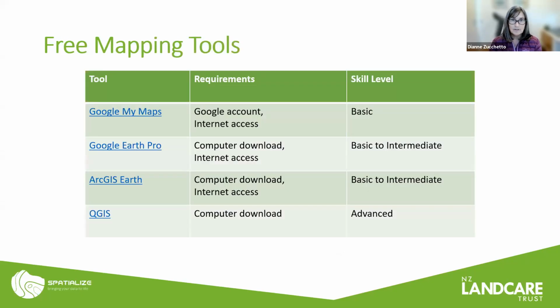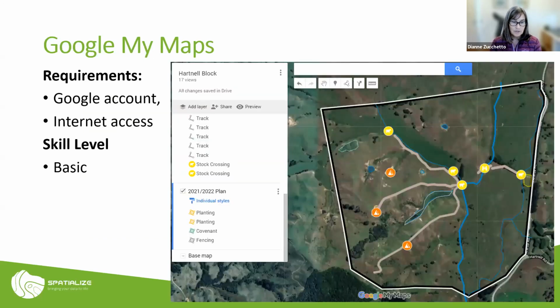So there's a few tools that you can use to create your farm map. I've pulled out 4 free mapping tools, which are Google My Maps, Google Earth Pro, ArcGIS Earth, and QGIS. And these range in skill level from basic to advanced. So with Google My Maps, you can share your map, you can print your map, you can download your features, your map is online, and you can access it via the Google Maps mobile app on your phone or your tablet. So you don't need to take a paper map out in the field, out on the farm with you. You can view it on your phone.